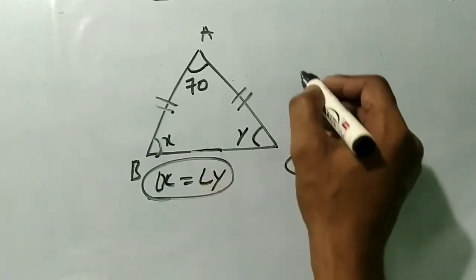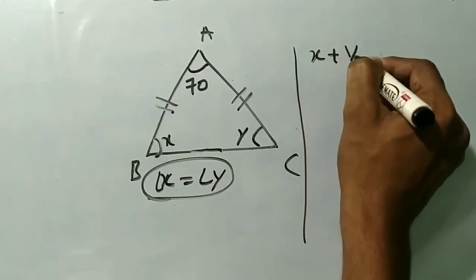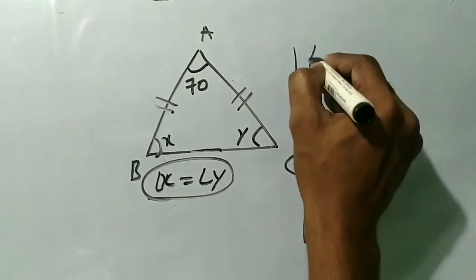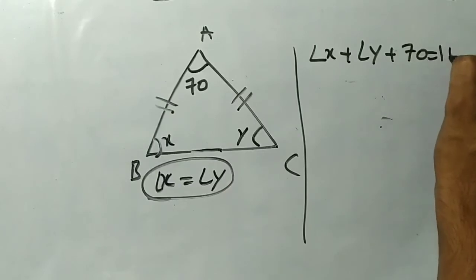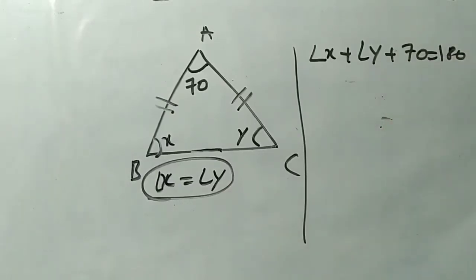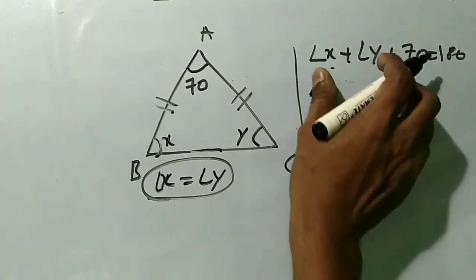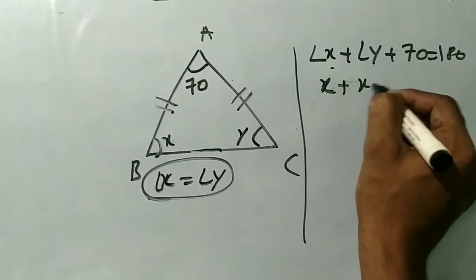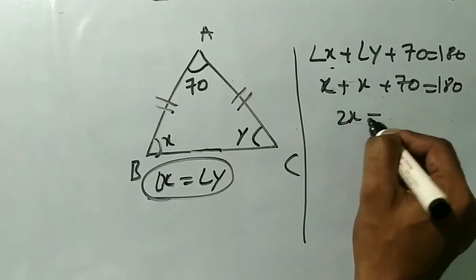Equal sides create equal angles. So from this we can get easily, angle x plus angle y plus 70 is equal to 180, because the summation of interior angles is equal to 180. We know already x is equal to angle y. So substitute this: x plus x plus 70 equals 180.